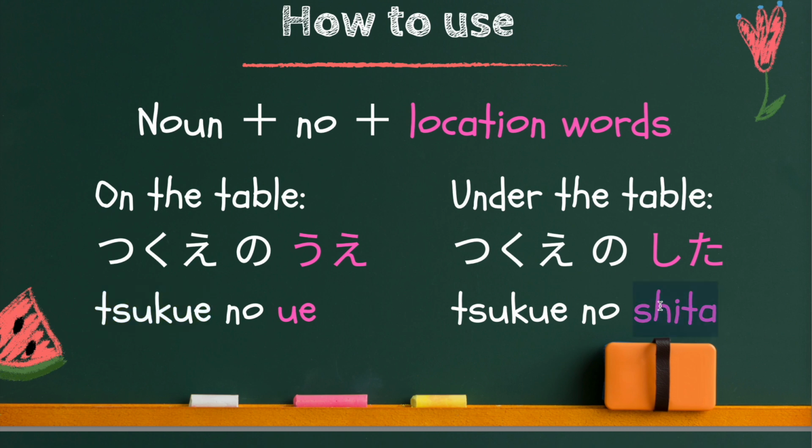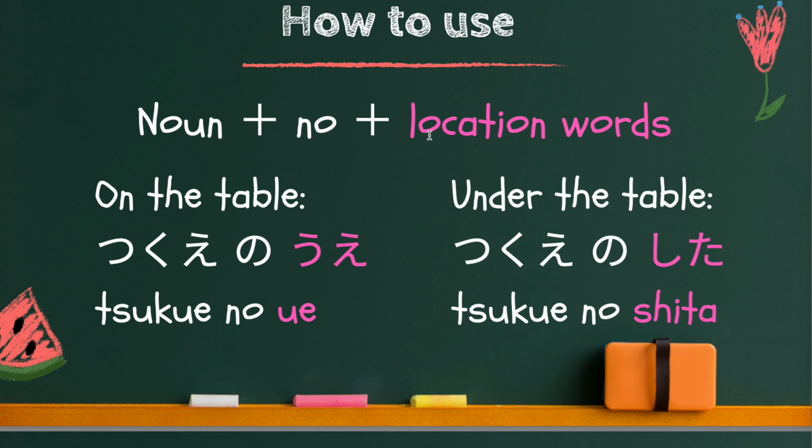Another example, under the table, つくえの下. 下 is a location word meaning under. Therefore, it comes after the no particle. Then before the no particle, there should be a noun, in this case, table. Therefore, つくえの下. So this is how you can use the location words.